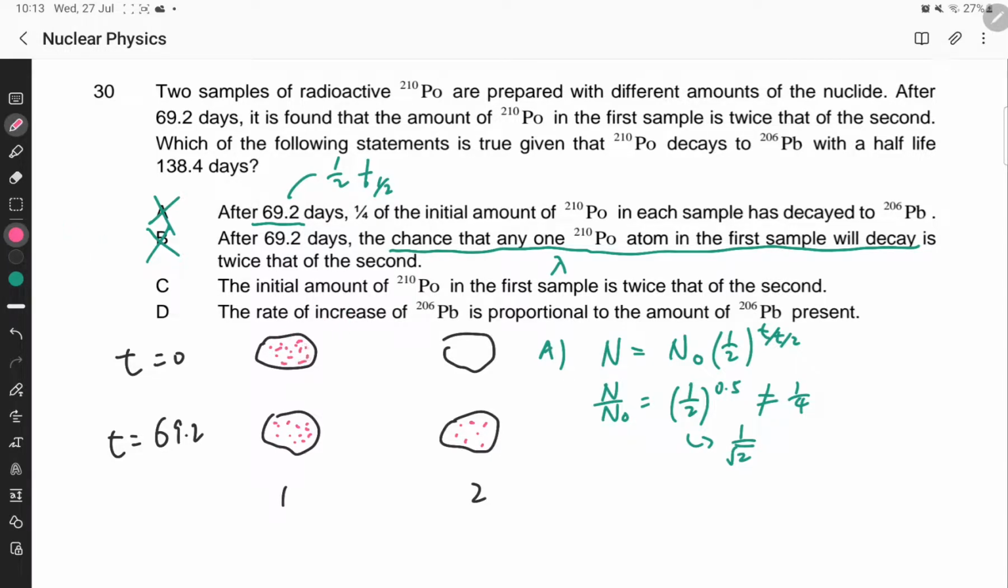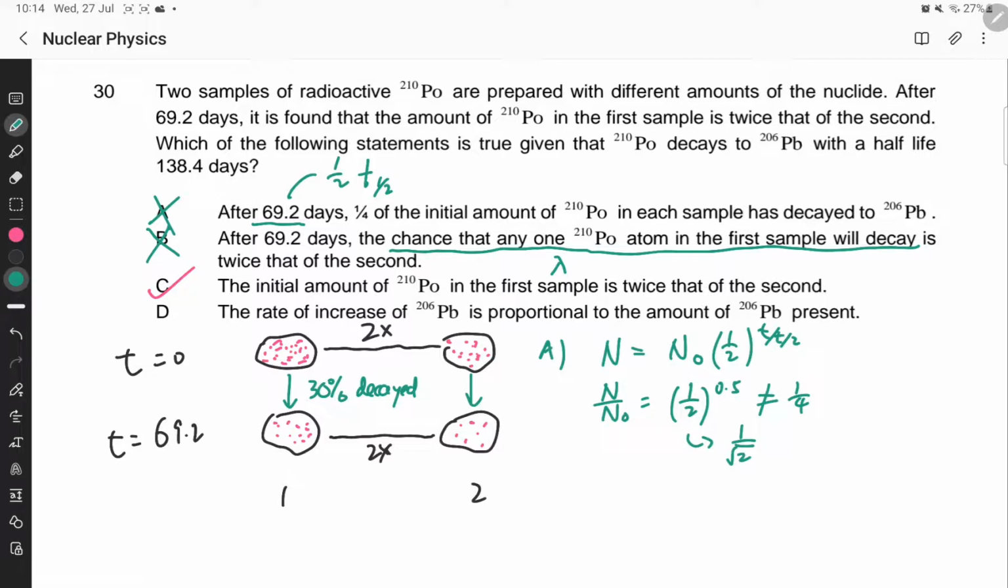Because whatever this is, when it dropped to here, 30% decayed. Same for the other one, also 30% have decayed. So if you compare, here is 2 times the other one. Therefore, at the beginning, this is also 2 times, because they share the same half to the power of 0.5. So C is actually the true one.